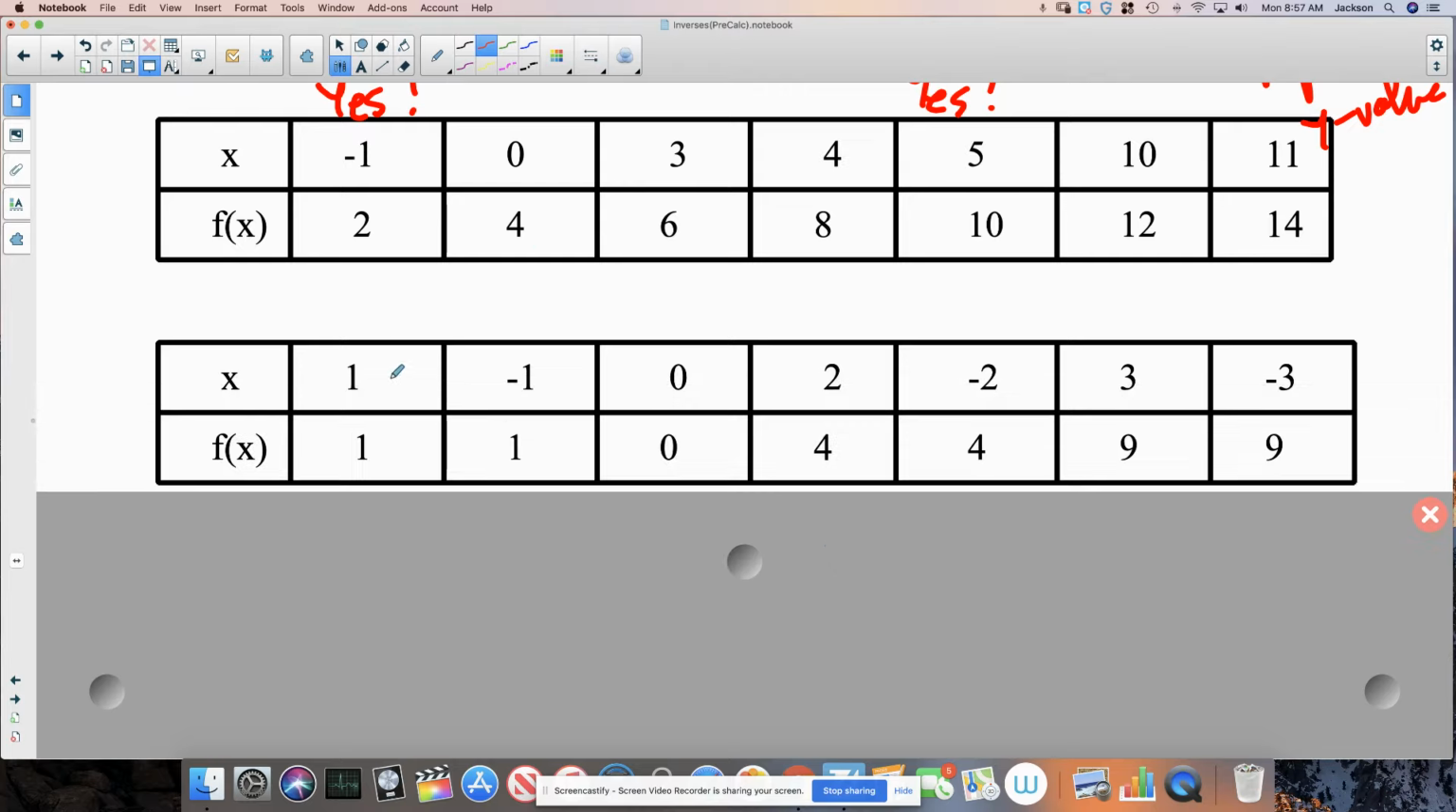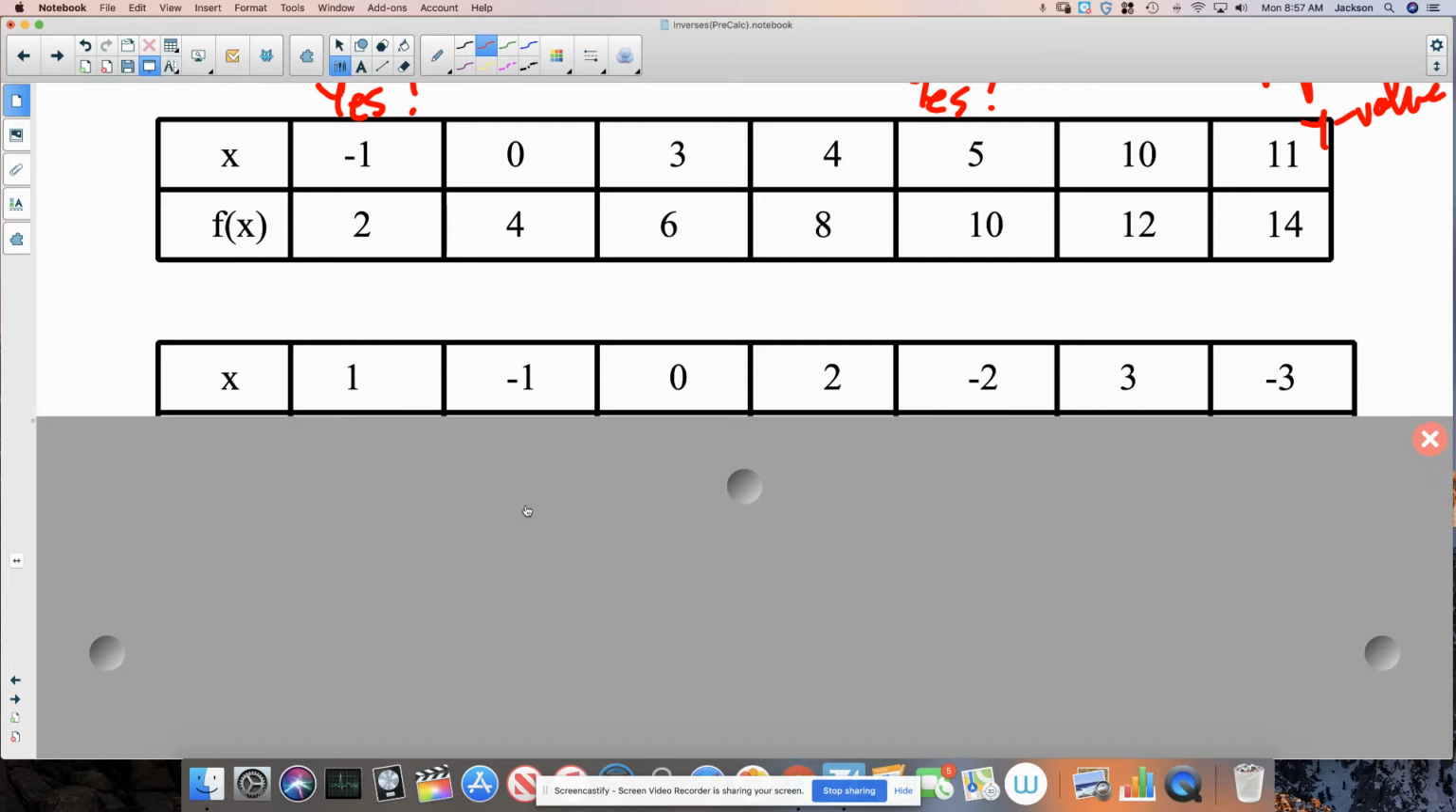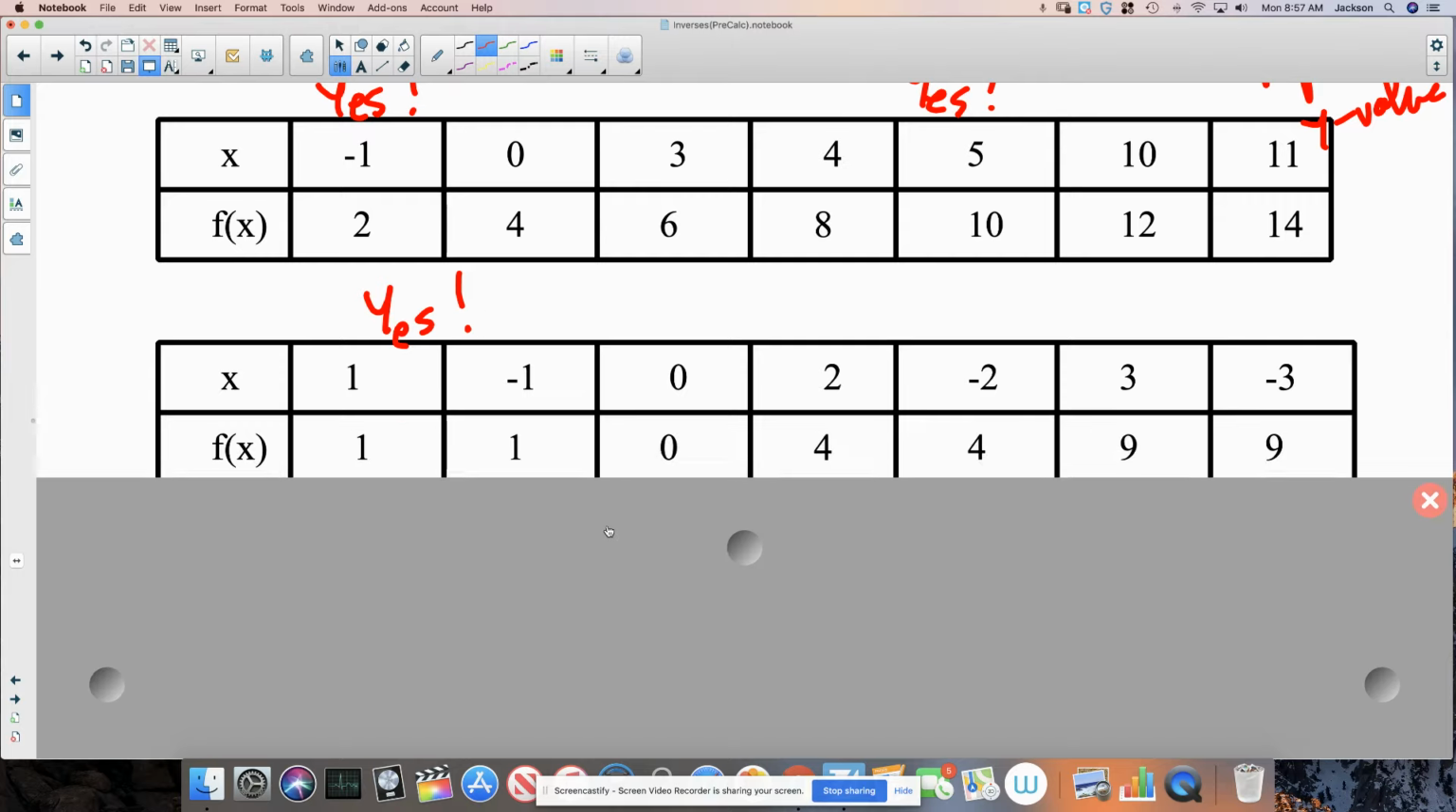Now let's look. Is this a function? Do we have any repeated x values? We have no repeated x values. So we don't have to be on alert, like we had in that first example. Yes, this is a function. Is this function one-to-one? We look for repeated y values. Nope. Okay, so this function is not one-to-one. It does not have an inverse, right?